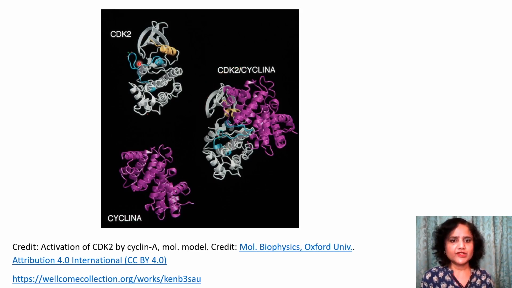So you can see the change in the configuration of the T loop over here, such that now it no longer blocks the cleft where the active site is present. And the other alpha helix, the PSTAIRE helix, also rearranges, and it helps in changing the position of key amino acid residues in the active site.